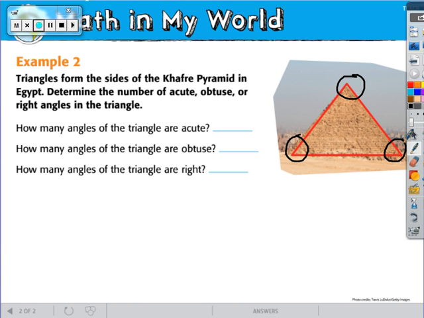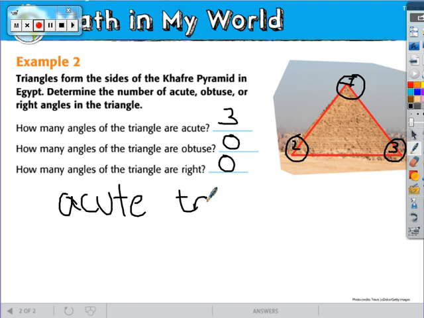So what do we know about triangles? Well, let's look. We're going to look at this first. Number 1. Is that greater or less than 90 degrees? Less. Number 2 here. Less. Number 3. Less. So how many acute angles do we have? 3. So we have 3 acute angles. How many obtuse angles do we have? And how many right angles? 0. So what kind of a triangle is it? Equilateral. We're only looking at the angles. Remember, equilateral names the triangle based on its sides. It's an acute triangle.